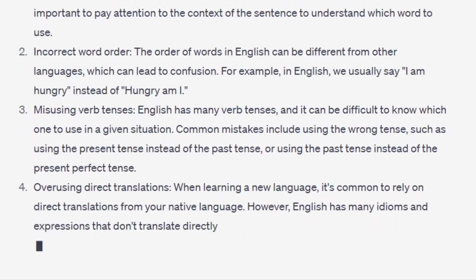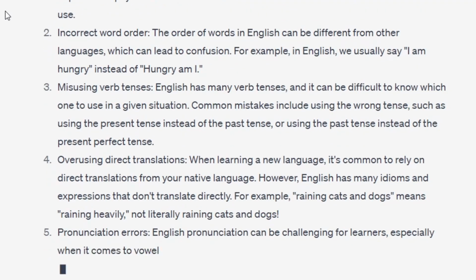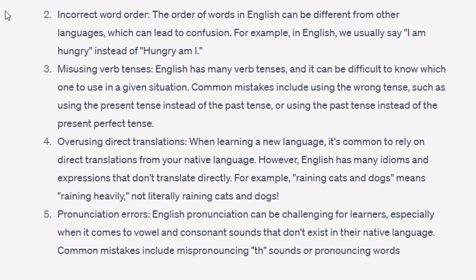English has many verb tenses. It can be difficult to know which one to use in a given situation. Common mistakes include using the wrong tense, such as the present tense instead of the past tense, or using the past tense instead of the present perfect tense.